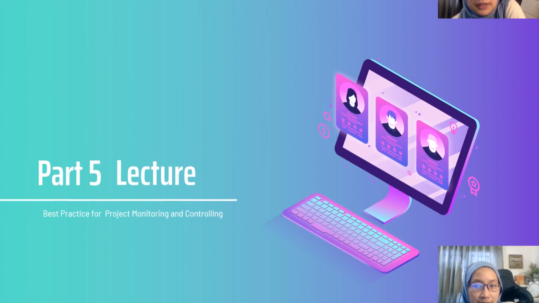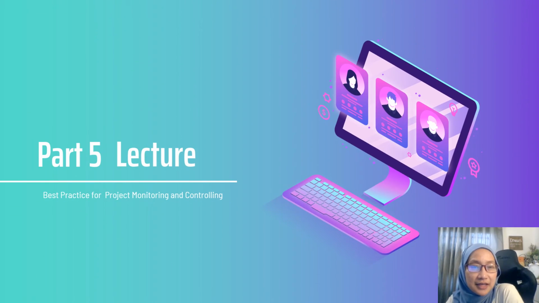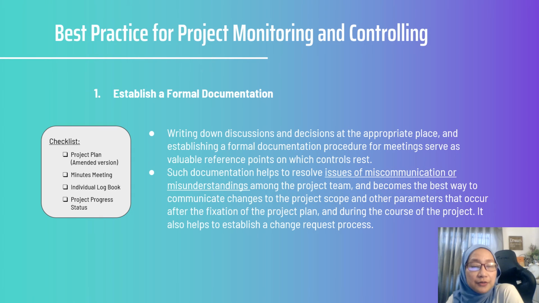Alright, so this is the last part of the lecture, which is part 5. We're going to look into the best practices for project monitoring and controlling. So what is the first practice? Establish a formal documentation. We did this. The formal documentation includes a proposal, meeting minutes, individual logbook, and project progress status. So these are the checklist.